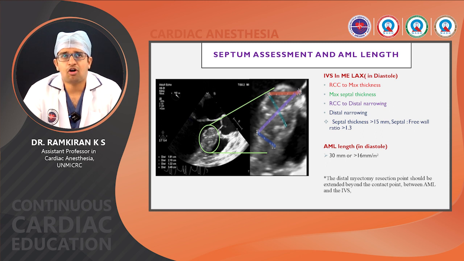The following 4 measurements can be looked into, which are color coded here. First is the orange line which you can see in the zoomed picture, the distance from the RCC to the maximum septal thickness. Next is the maximum septal thickness, which we have to measure, and then the distance from the RCC to the distal narrowing, and the amount of distal narrowing, that also we have to see. Ideally, if the septal thickness is more than 15 mm or the septal to free wall ratio is more than 1.3, it indicates a thickened septum.